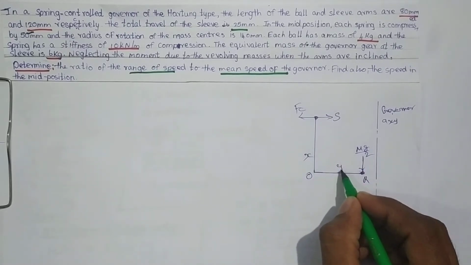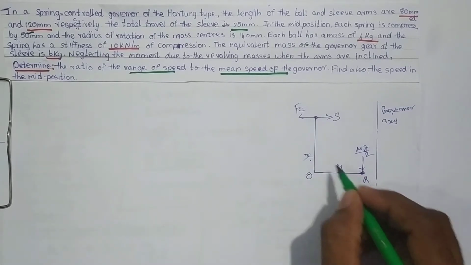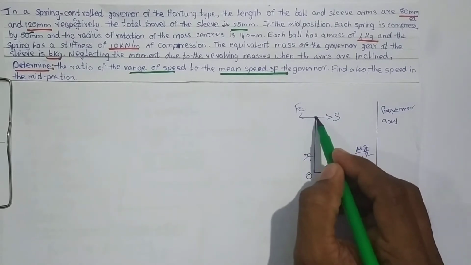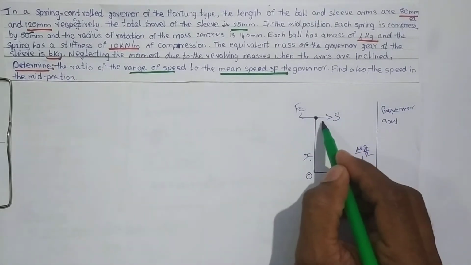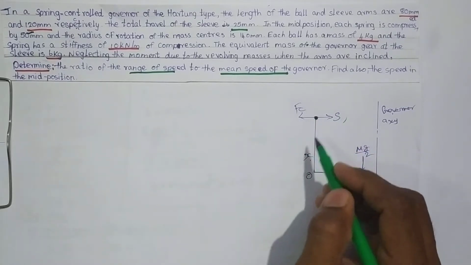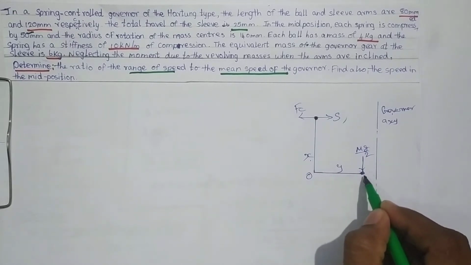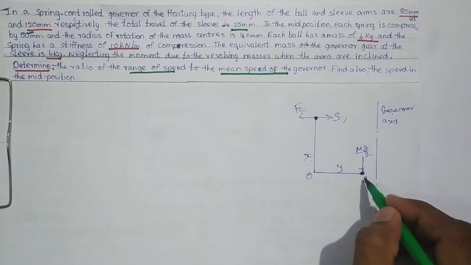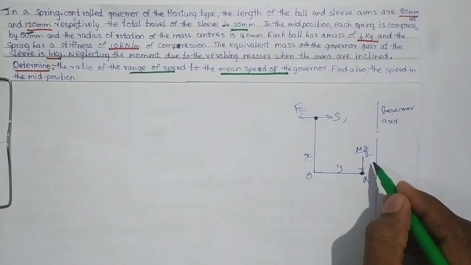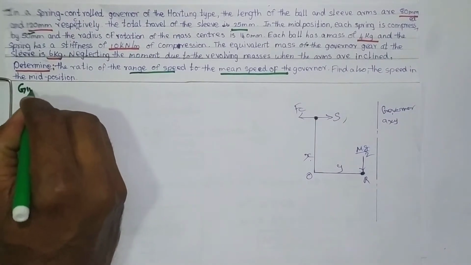The lower arm length is y, the vertical upper arm length is x. Here at the upper point of the vertical arm there are two forces. One is the spring force on the right hand side and on the left hand side is the centrifugal force due to the ball. Right. At the right side point of the lower arm, the sleeve is attached, so it is mg divided by 2. Right. So you write the given data.